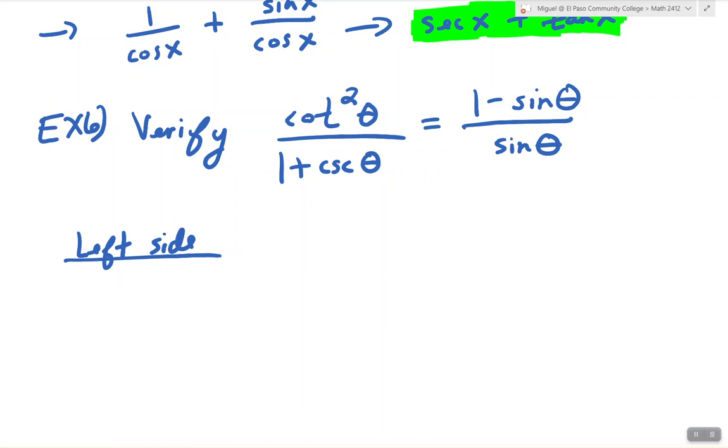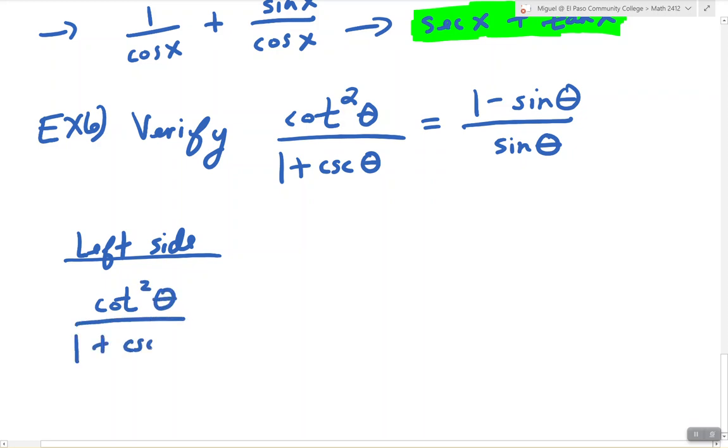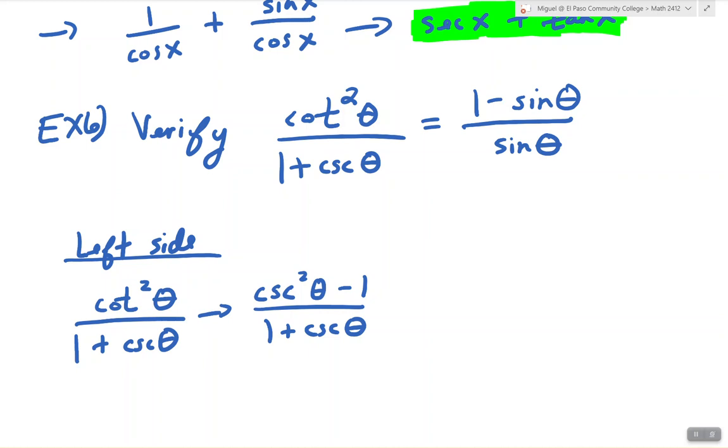So let's say on the left side, I start with that fraction. So it's cotangent squared over 1 plus cosecant of theta. And since we have a cotangent squared, we're going to do Pythagorean there. Cotangent squared is actually equal to cosecant squared minus 1. We would probably do that because we see that we have cosecant on the bottom also, so we want to see where this goes.